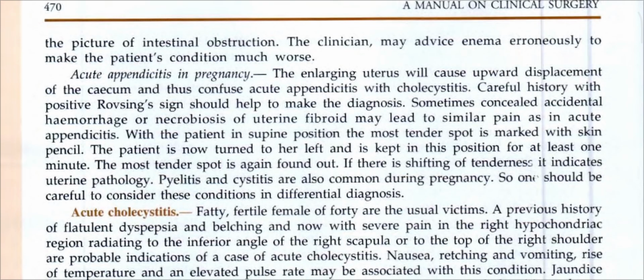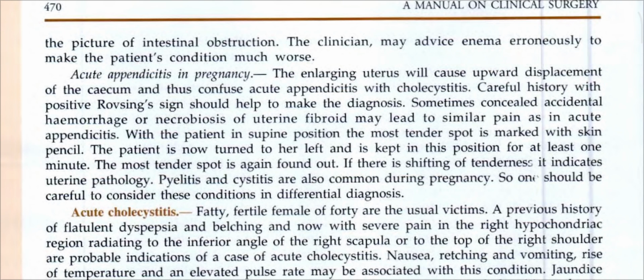Acute appendicitis in pregnancy. The enlarging uterus will cause upward displacement of the appendix and caecum and thus confuses appendicitis with cholecystitis. Careful history with positive Rovsing sign should help to make the diagnosis. Sometimes concealed accidental hemorrhage or necrosis of a uterine fibroid may lead to similar pain as in acute appendicitis.